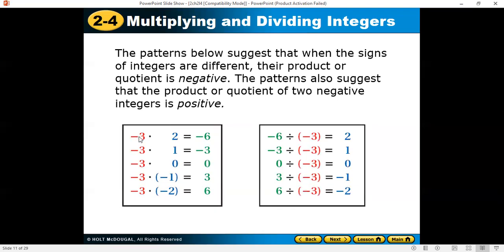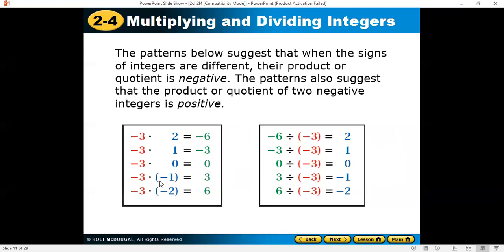When we have negative 3 times 2, it will be negative 6. Negative 3 times 1 is negative 3. Negative 3 times 0 will be 0. Negative 3 times negative 1 equals 3. Negative 3 times negative 2 equals 6. Then please look at the first one. It's negative times positive equals negative. Negative times positive equals negative. Negative 3 times 0 is 0, neither positive nor negative.